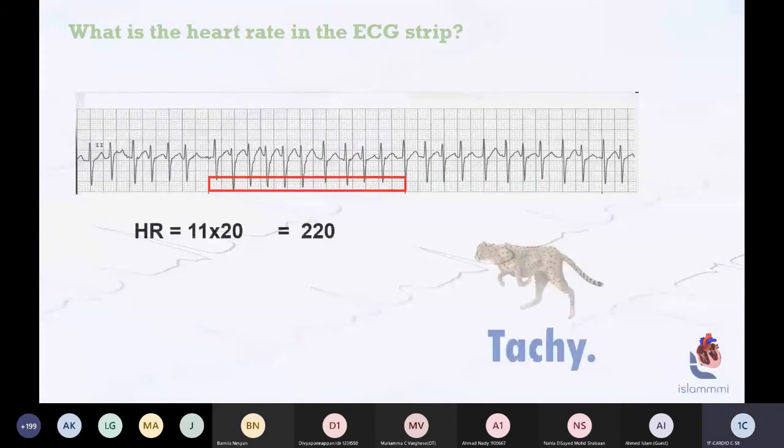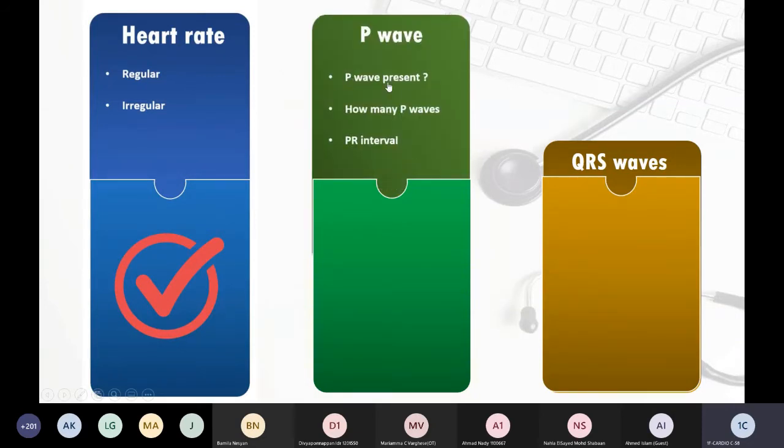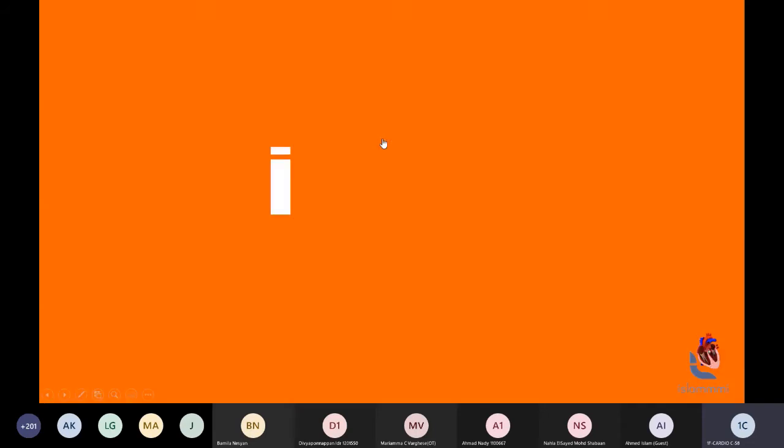This is the explanation. This is tachycardia. So now we know how to calculate the heart rate, whether you have a regular or irregular heart rhythm. Now let's move to the second card, which is the P wave. With the P wave, you always have to see whether it's present or absent, then how many P waves are before each QRS, and what about the PR interval? If you play with this card, you will diagnose a lot of cardiac rhythm problems. So let's go to the P wave.